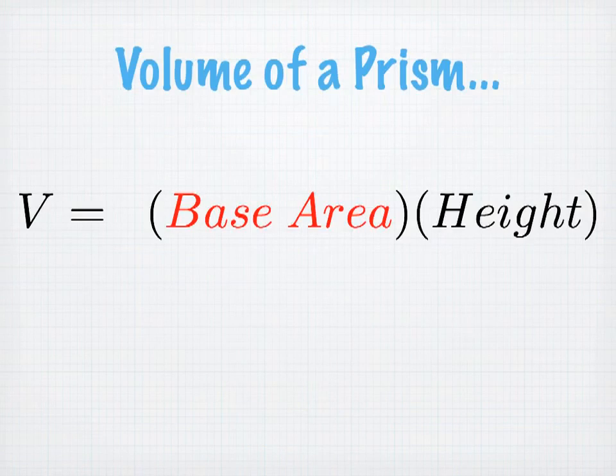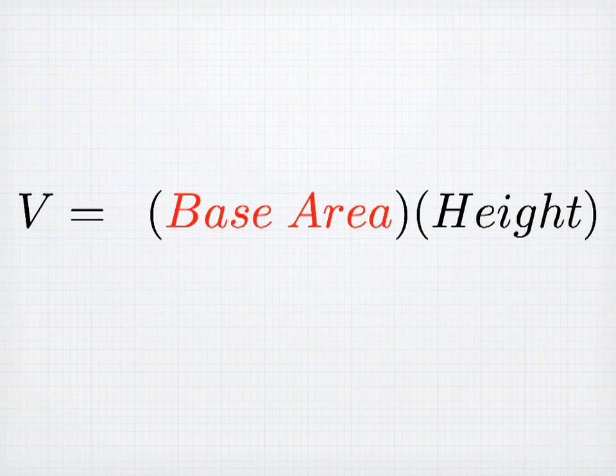Well, since we know that a cone is just 1/3 of a cylinder, we actually also know that a pyramid is 1/3 of the prism. So this is the formula for the volume of a pyramid.